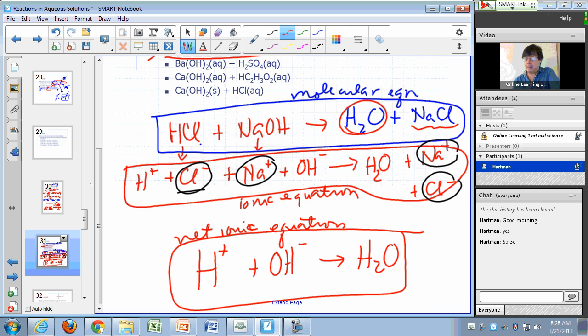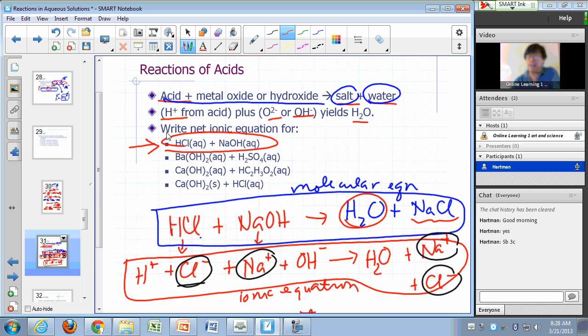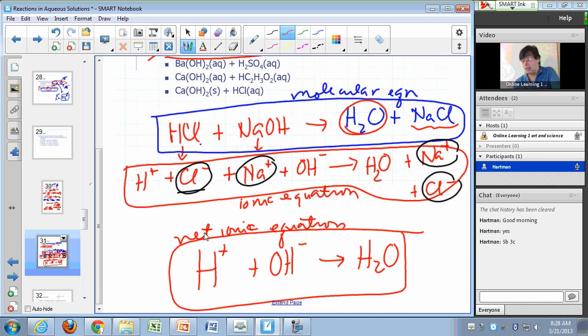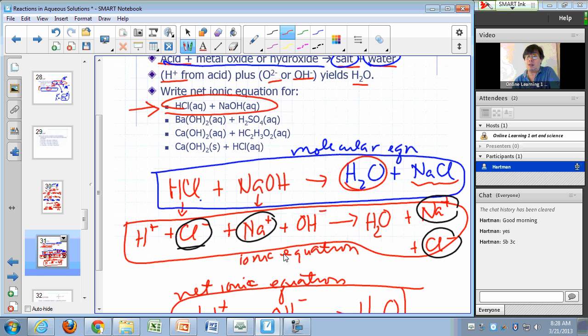All right, and so that would be the net ionic equation if you were to mix HCl and sodium hydroxide. The net result is if you have a strong acid plus a metal hydroxide or a base, the net ionic equation is H plus and hydroxide gives you water. Okay, so this will be your net ionic equation for HCl plus sodium hydroxide.